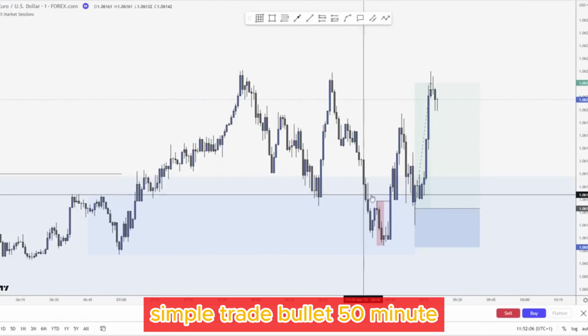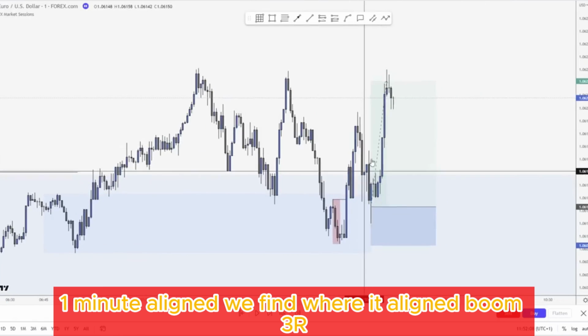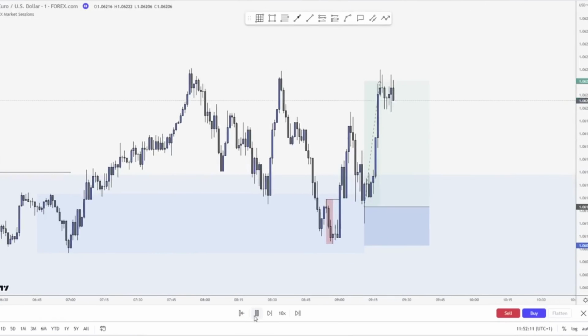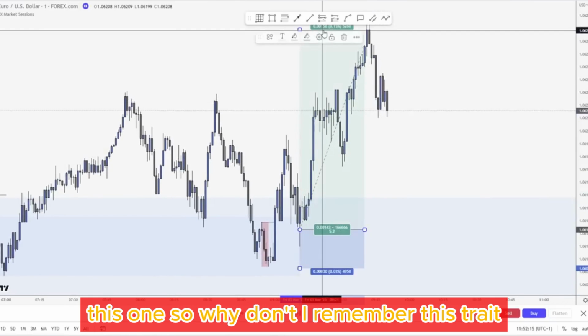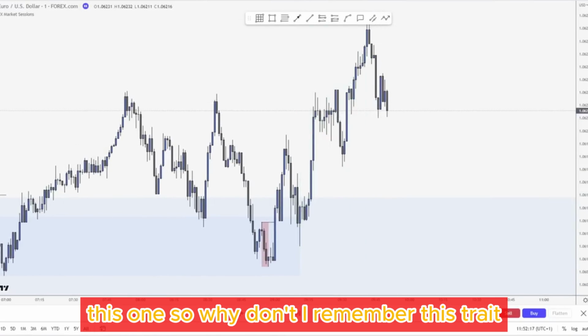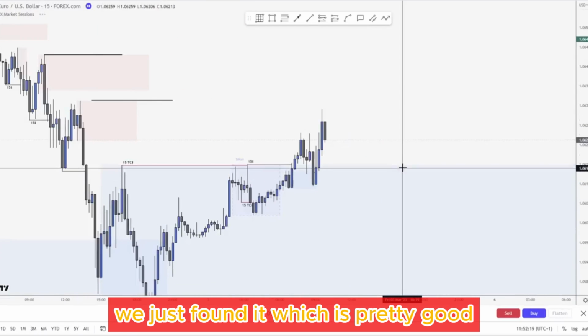Simple trade. Bullish 15-minute, 1 minute aligned. We find where it aligned. Boom. 3R. But I think, yeah, later, it actually went quite nice, this one. So why don't I remember this trade? I don't know. Doesn't matter, right? We just found it, which is pretty good.